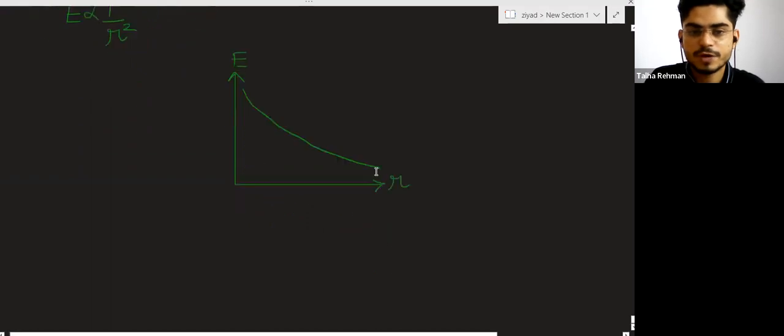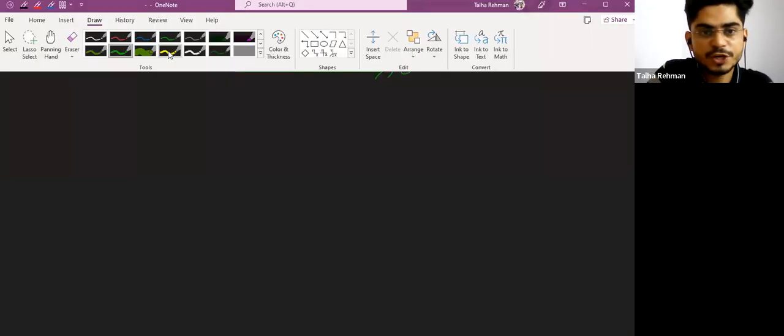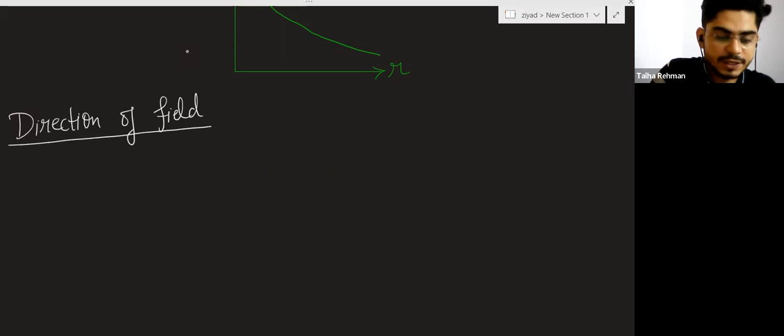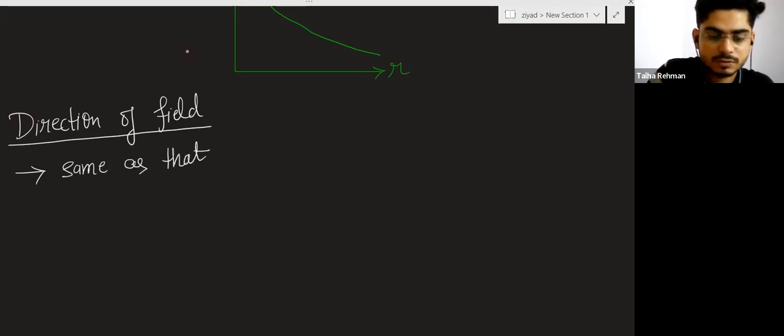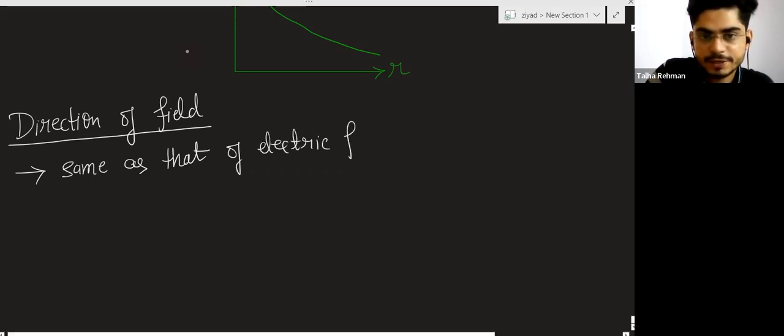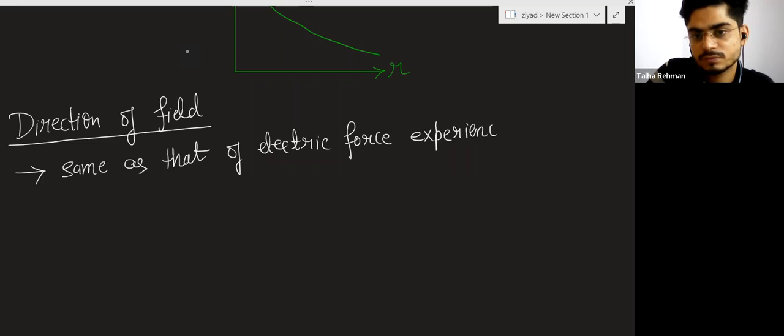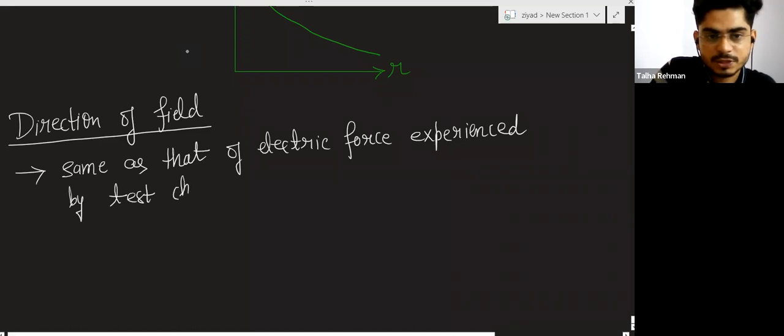One more point I want to add. I have already told you the direction, but I am writing it again. Direction of field. Field means here electric field. The direction of field, you can say, is the same as that of electric force experienced by test charge. Why test charge?